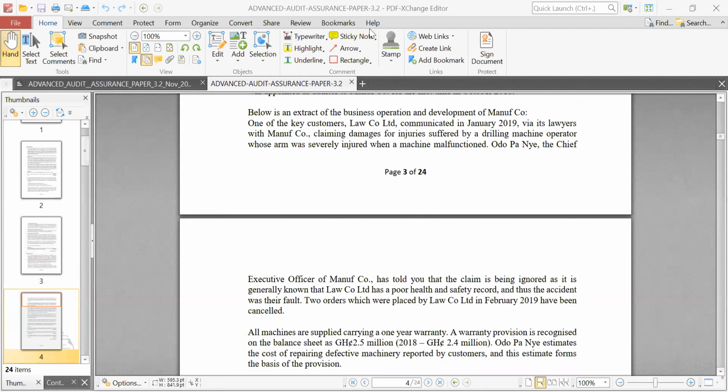So you'd realize here that they are trying to claim damages for injuries, because some accidents happened on ground. And Odopanye has told you that the claim is being ignored, as it's generally known that Law Company Limited has a poor health and safety record, and thus the accident was their fault. Okay, so these are two main things that you need to take note of. Let's move on to the next paragraph.